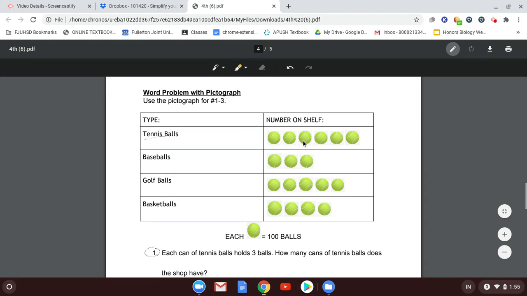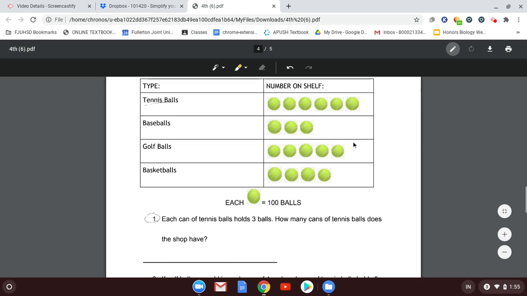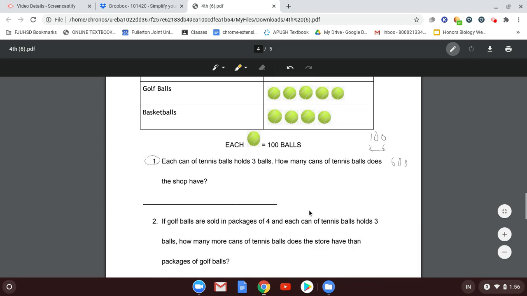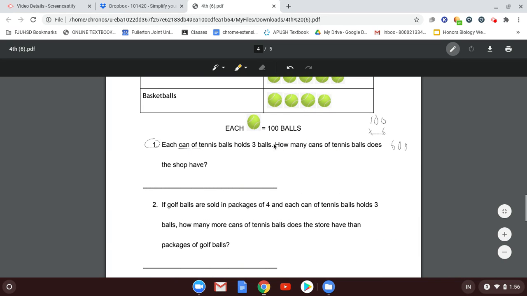So there are 1, 2, 3, 4, 5, 6. But we have to do 100 times 6 because each one represents 100 tennis balls, so we have to multiply it by 100. So that's 600. And we know that each can of tennis balls holds 3 balls. So how many cans of tennis balls does the shop have?